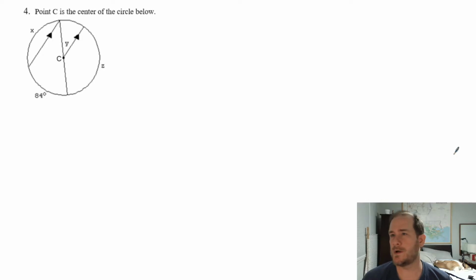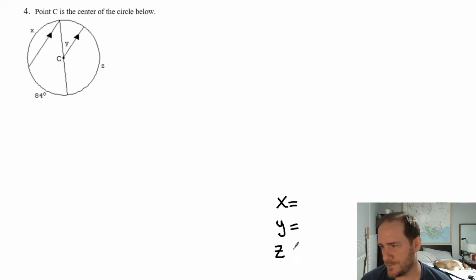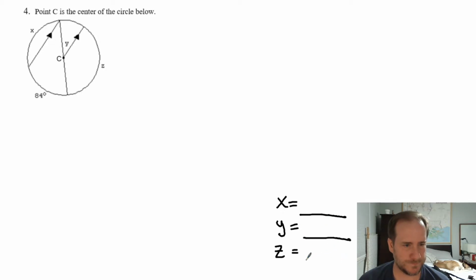Let's try 4. Now for 4 you got 3 different things to solve for. So for 4 we got to find x equals, we got to find y equals, we got to find z equals. But that's it. Once we have those things, we're good. So what do we know? The only thing we really know is that this arc right here is 84. And then we know that these lines are parallel.